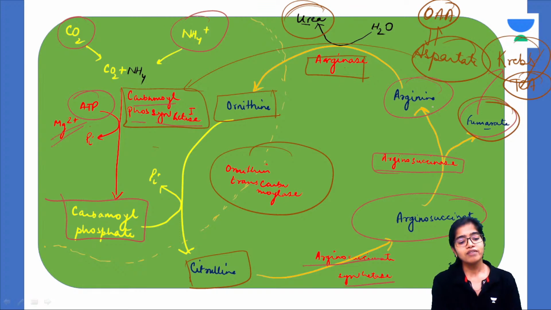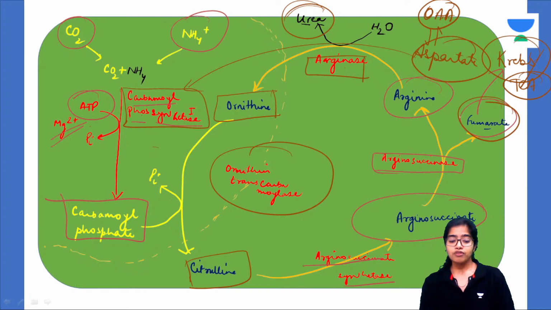Now this citrulline will exit the mitochondria and it is going to produce arginosuccinate by the action of the enzyme arginosuccinate synthetase. This arginosuccinate, by the action of the enzyme arginosuccinase, is going to produce arginine and fumarate. Fumarate will then enter the Krebs cycle. Therefore, it links the Krebs cycle and the urea cycle directly.